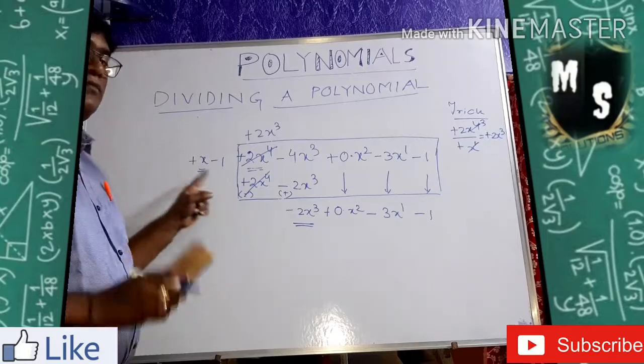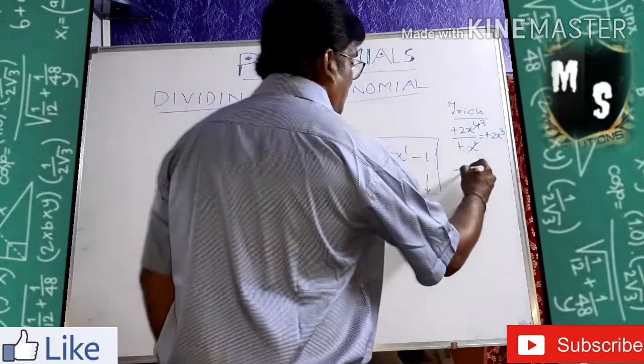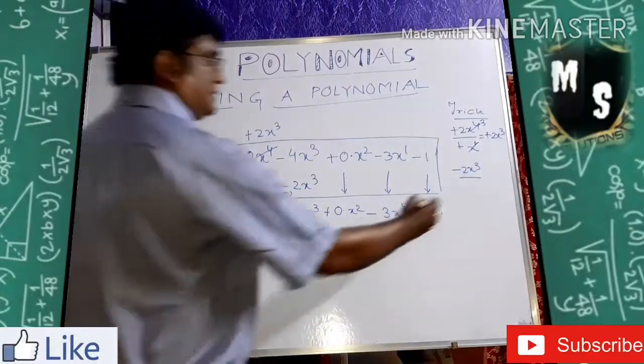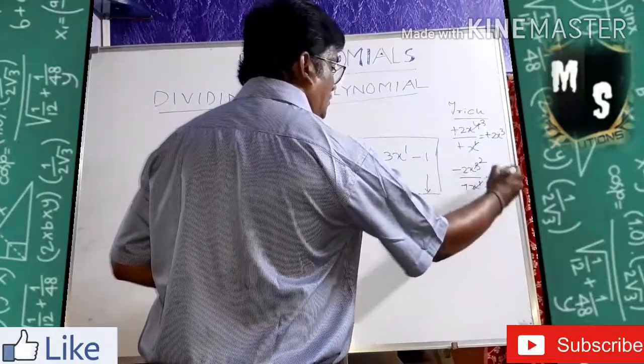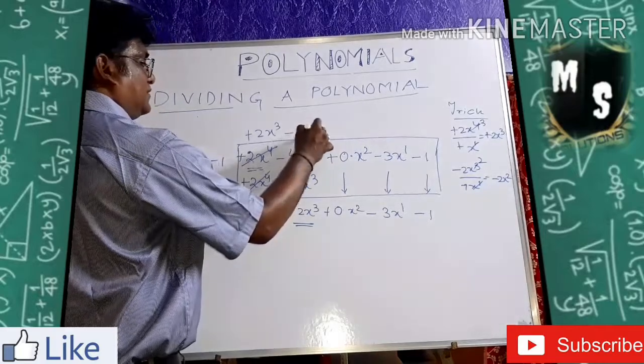The divisor's first term will remain the same. So minus 2x cube, it is minus 2x cube by plus x. Now it is minus x to the power 1, cancel here 2. Now it is 2x square. What is coming? Minus 2x square.